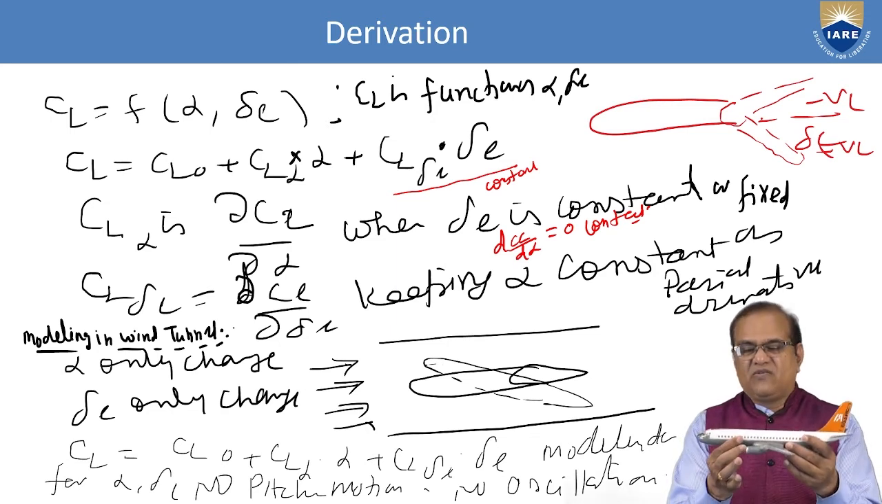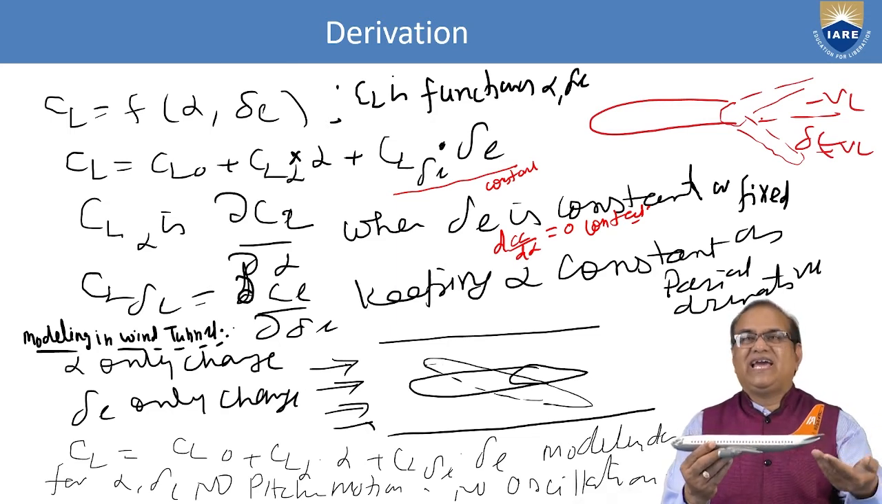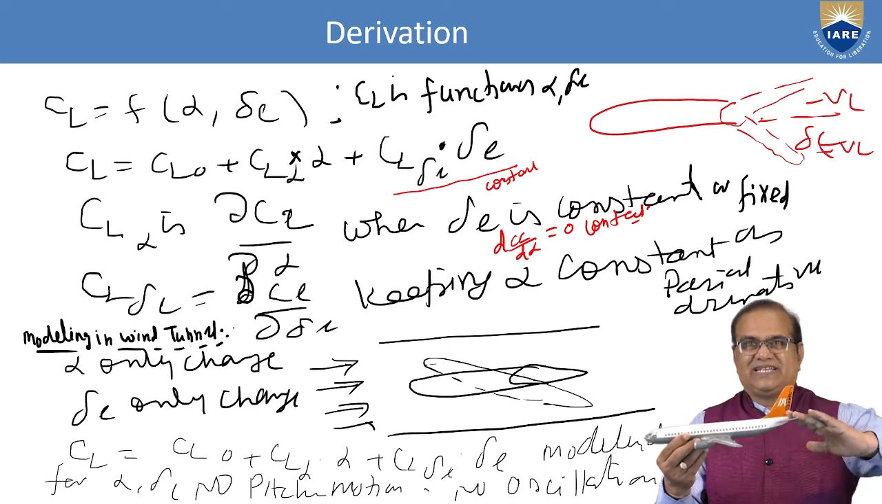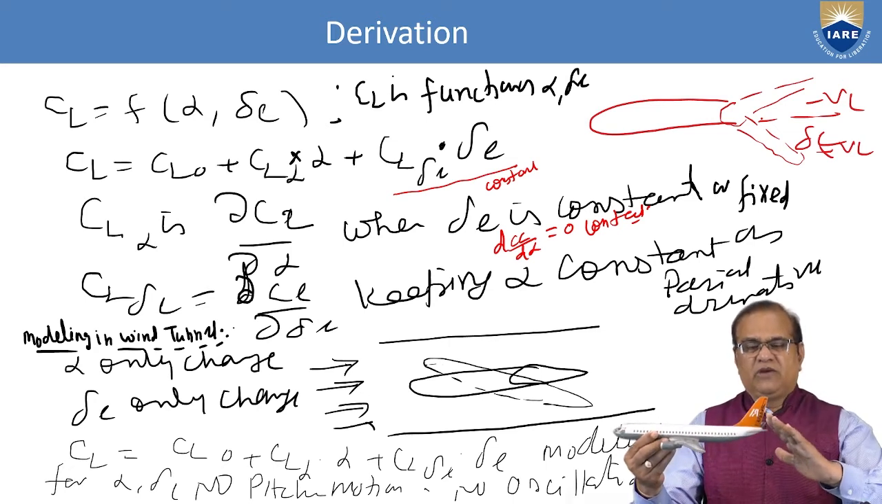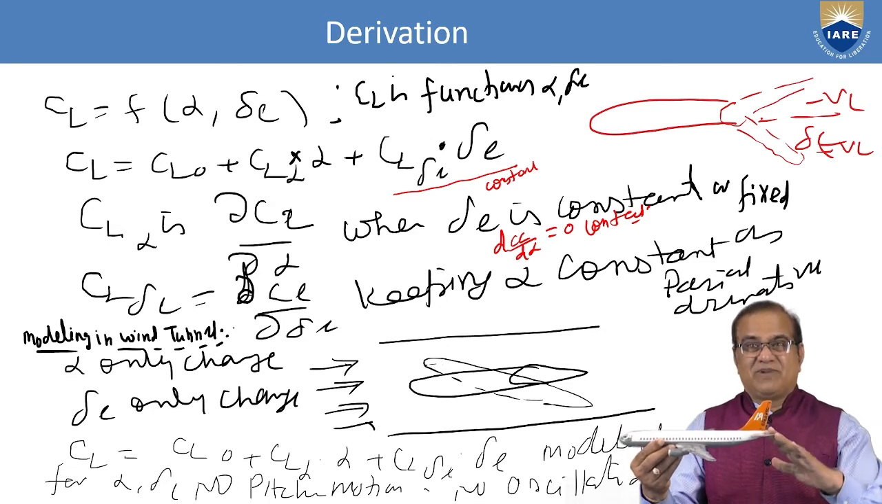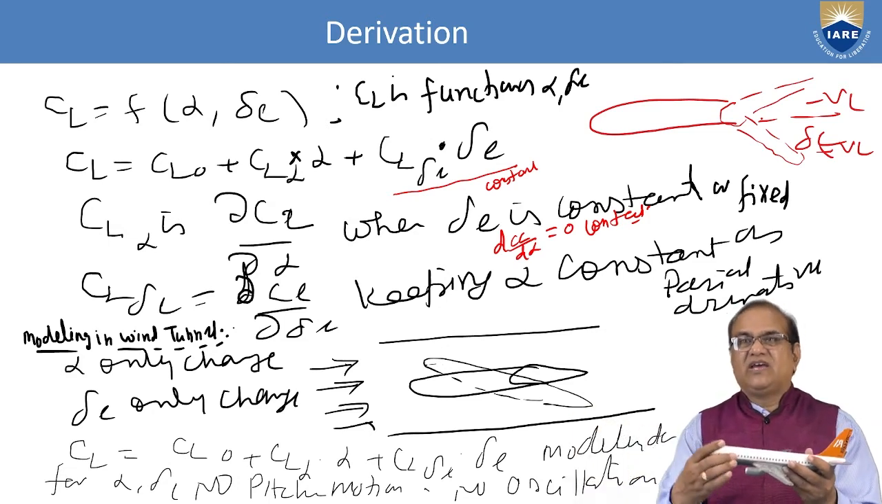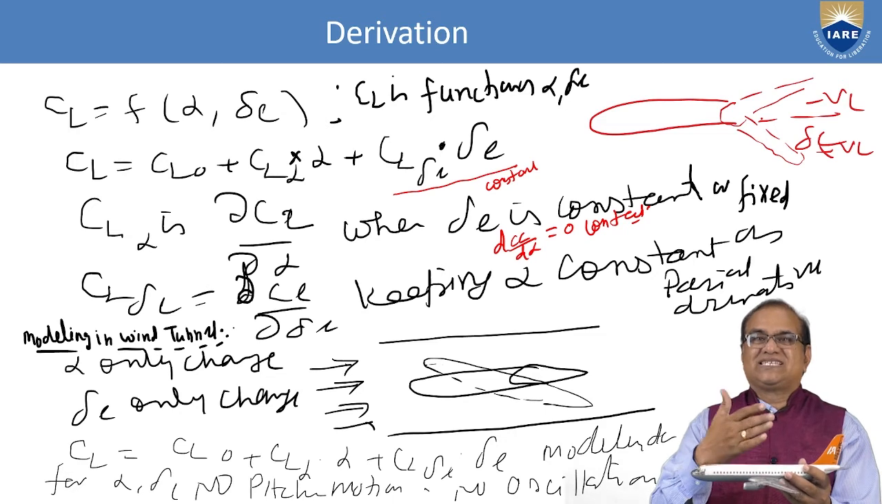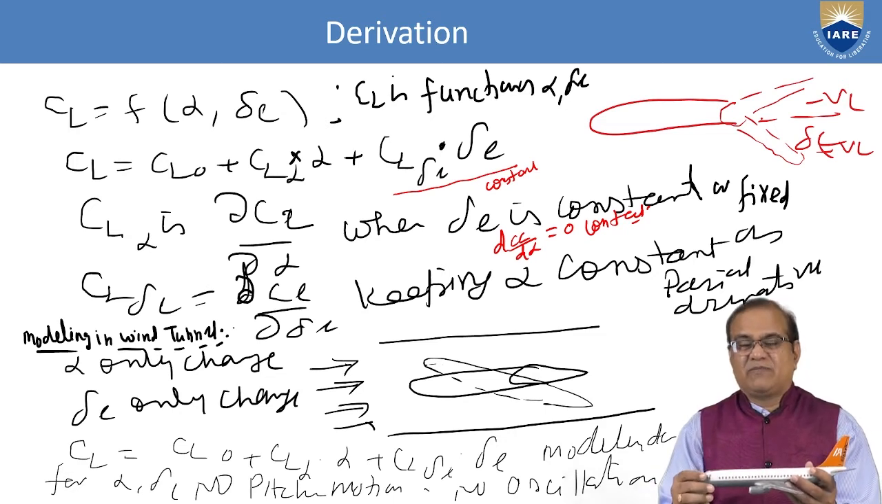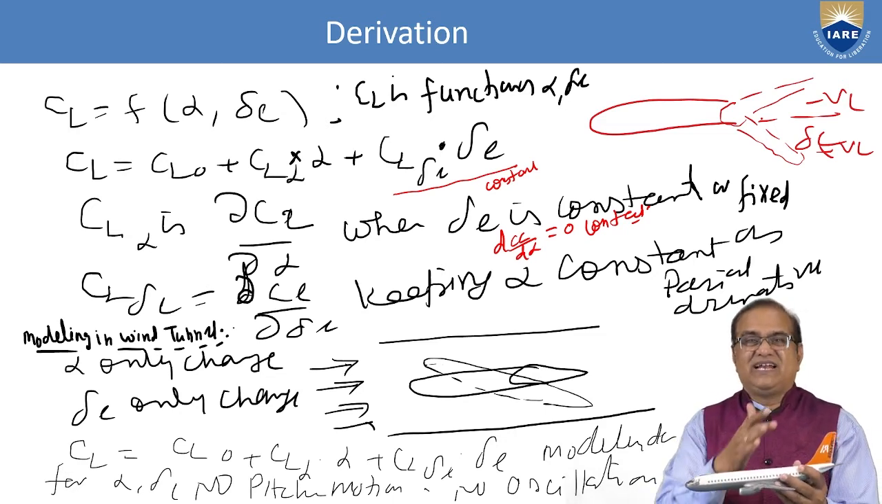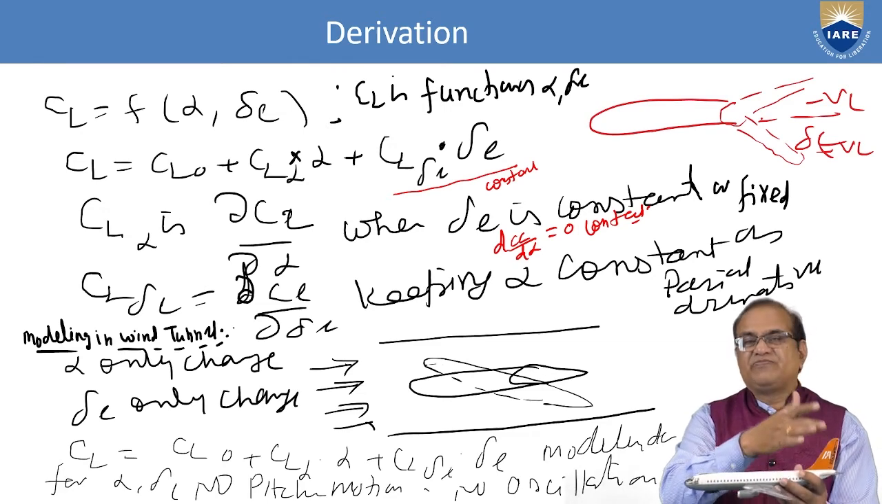In the second case, we keep alpha constant, but we move the elevator up or down like this. So as we move this delta E, the deflection of the elevator, plus and minus, in the wind tunnel we observe how much CL variation takes place due to the variation of delta E, the deflection of the elevator.